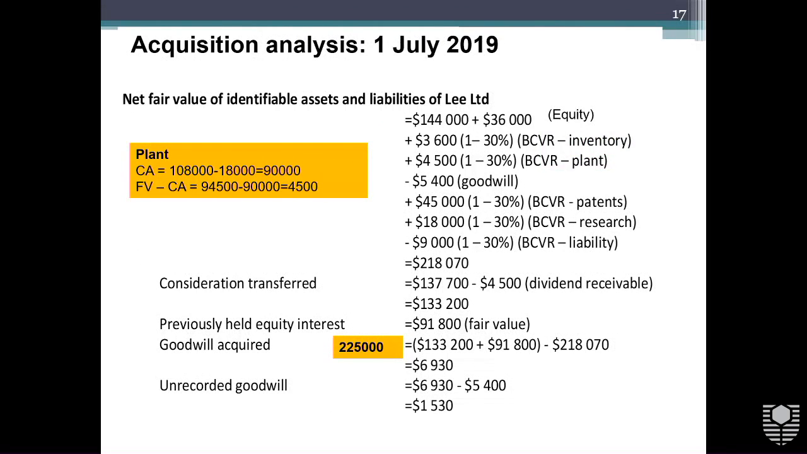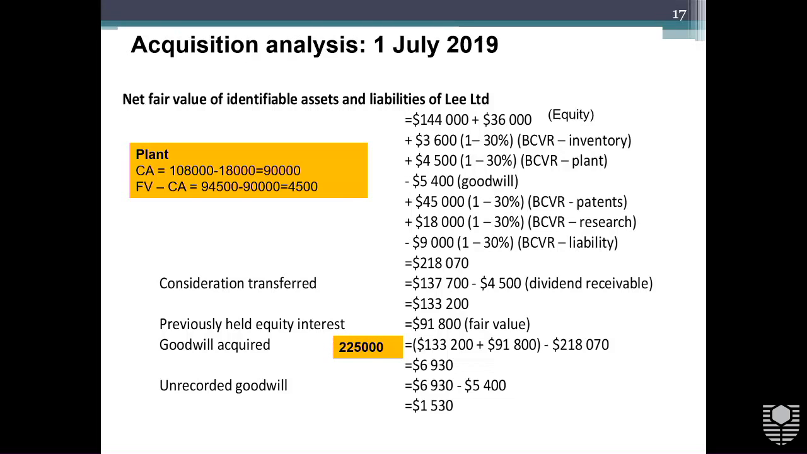Item number 2, we've got our equity. We've got 144 and 36 as our equity. Our inventory, we need to add 3,600 tax affected to that. Our plant and equipment, we've got to have 4,500. So we've got 108,000 minus the 18,000, which is 90,000, minus the 94,500. The difference there is 4,500, tax affected. We have to minus out the goodwill.